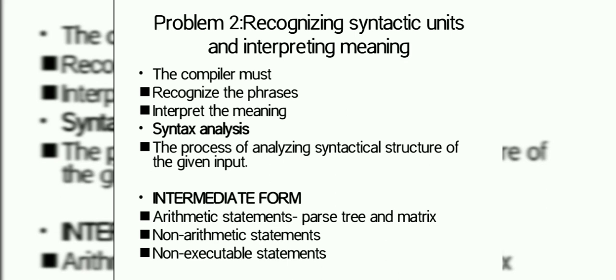There are separate intermediate forms for these three statements. Parse tree and matrix are two intermediate forms of an arithmetic statement. An intermediate form for a non-arithmetic statement is similar to that of an arithmetic one. There is no intermediate form for a non-executable statement. Instead, the information contained in this statement is entered into tables.